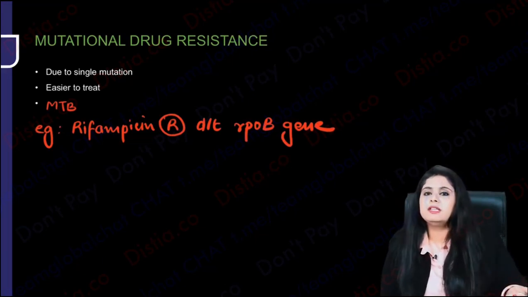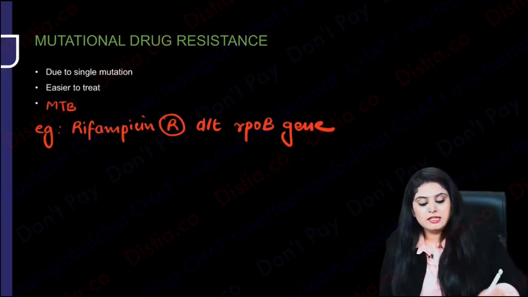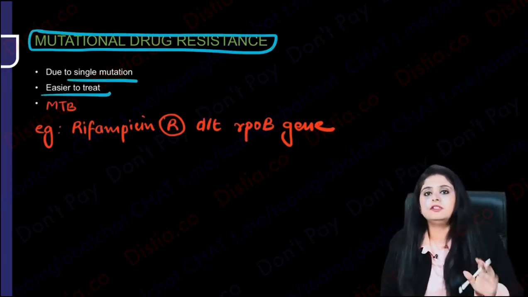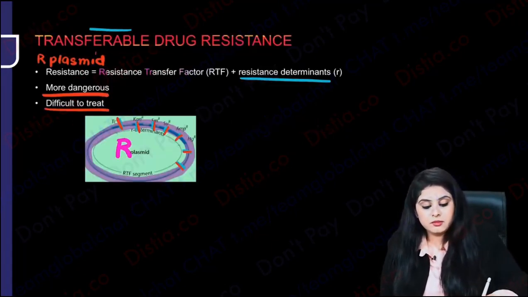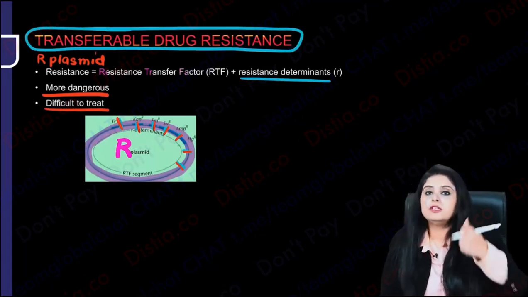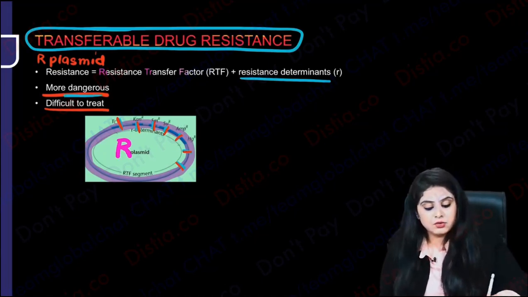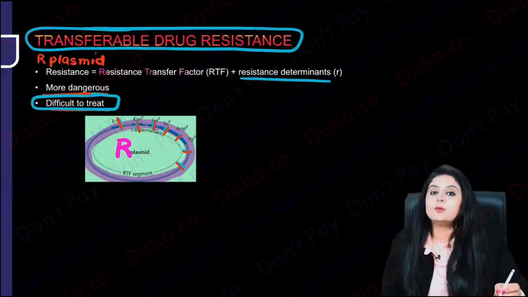This is not going to be that dangerous. It's a single drug problem. Replace that drug. So can I say that a mutation which occurs at a single point is much easier to treat, whereas this transferable drug resistance is transferring so many determinants at the same time that it is very, very difficult to treat in the long run, and that is a question that you have in the exam also.